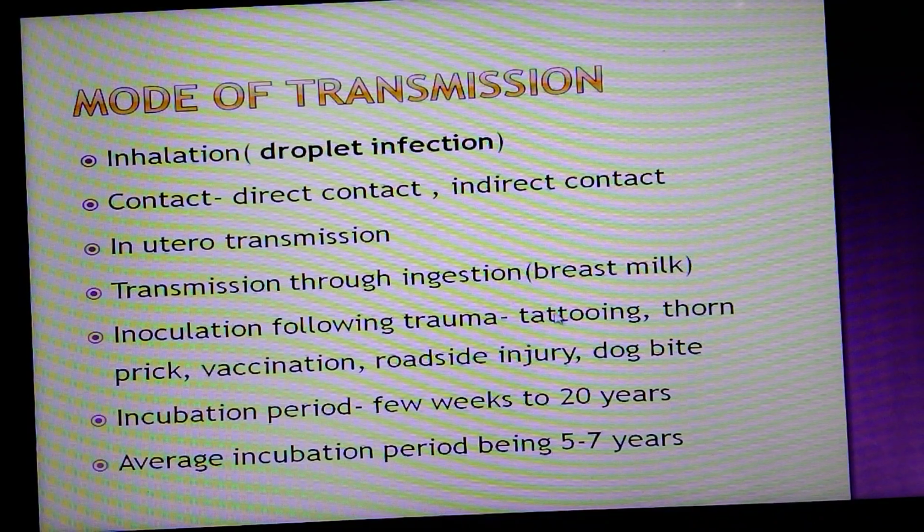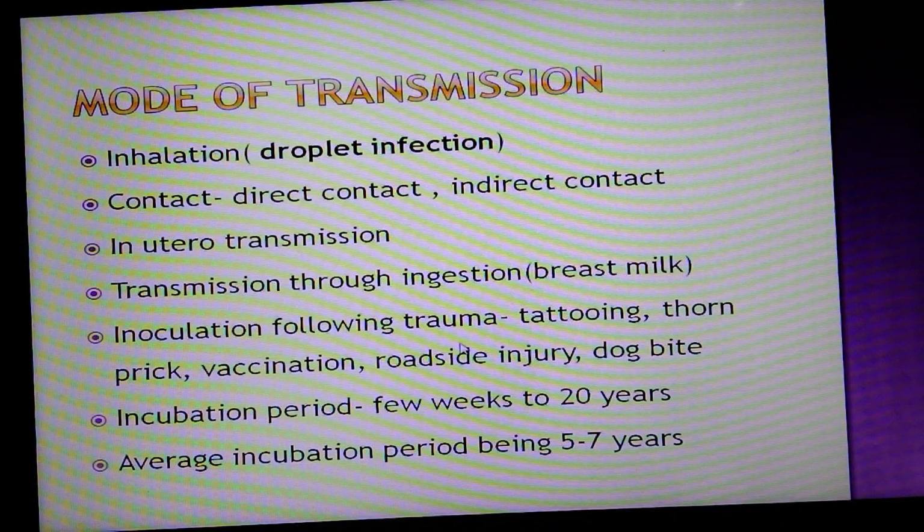Later, transmission through ingestion, that is through breast milk from mother to baby. Inoculation following trauma such as tattooing, thorn. What is thorn? Thorn refers to the circular patches we can see on the skin. Prick is nothing but pricking, which looks like any injury on the skin. Then vaccination, roadside injury, dog bite, etc. These are the inoculation following trauma.